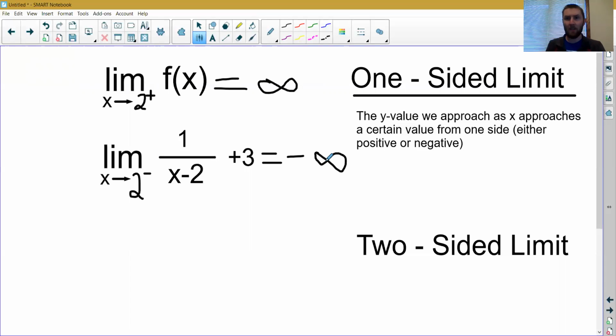So one-sided limits at vertical asymptotes, you guys, are going to be positive infinity or negative infinity. Those are going to be our choices because that's what happens at those asymptotes.